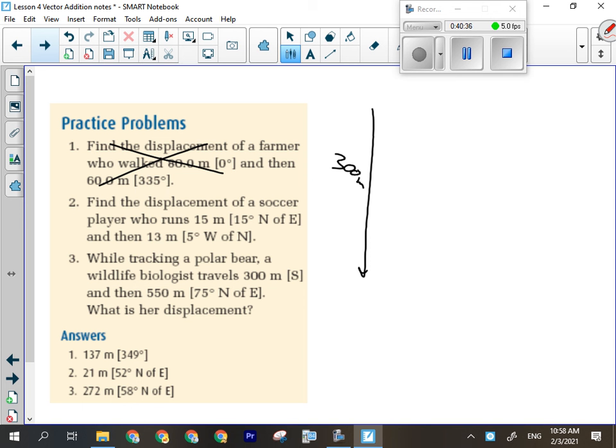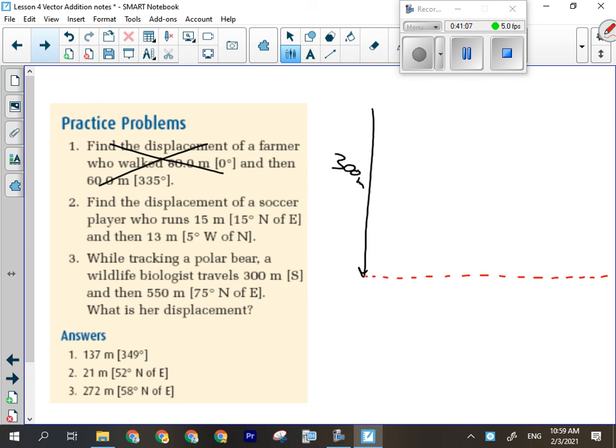It heads off north of east. So I'm going to draw a reference line, east, and it's 75 degrees north of east. Is that a lot? It's closer to vertical than horizontal for sure. And it's 500 meters long. So is it longer than the 300? Is it going to get past where the 300 started? Probably. I would bet on it anyway.